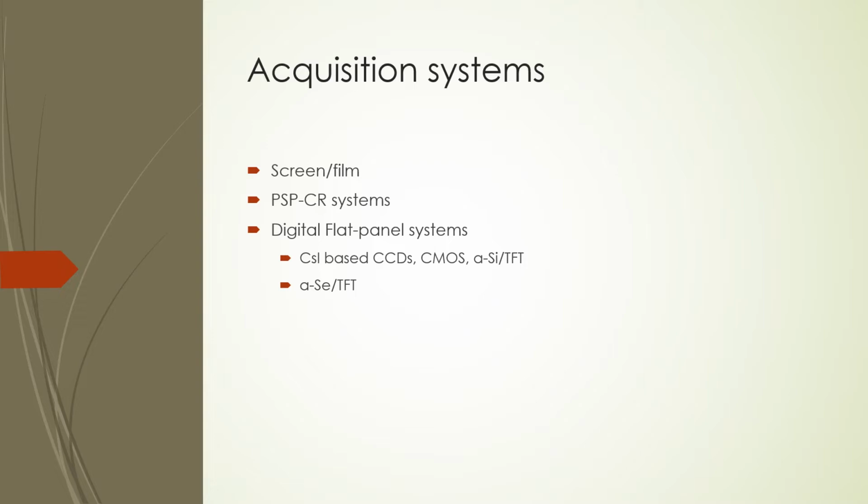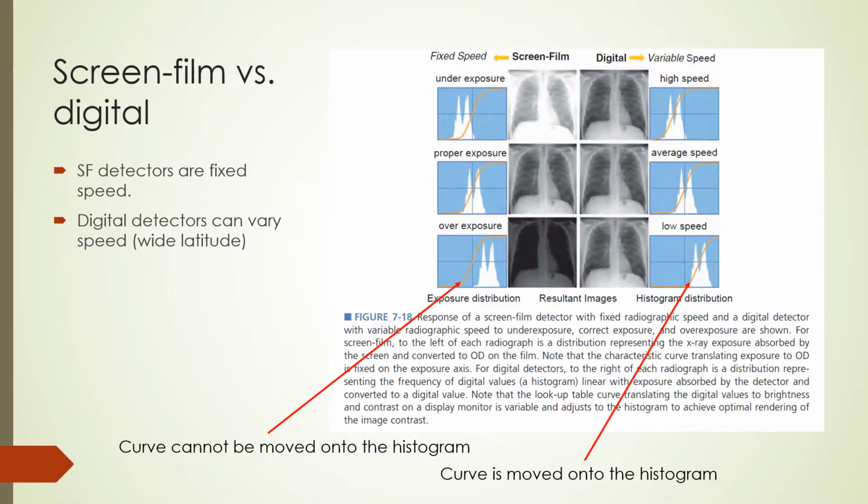We also classified a system that uses amorphous selenium to directly convert X-rays to charge as a direct digital detection system. The main advantage of a direct digital imaging system compared to screen film analog systems is dynamic range. Digital detectors can operate at any speed because of a wide dynamic range.